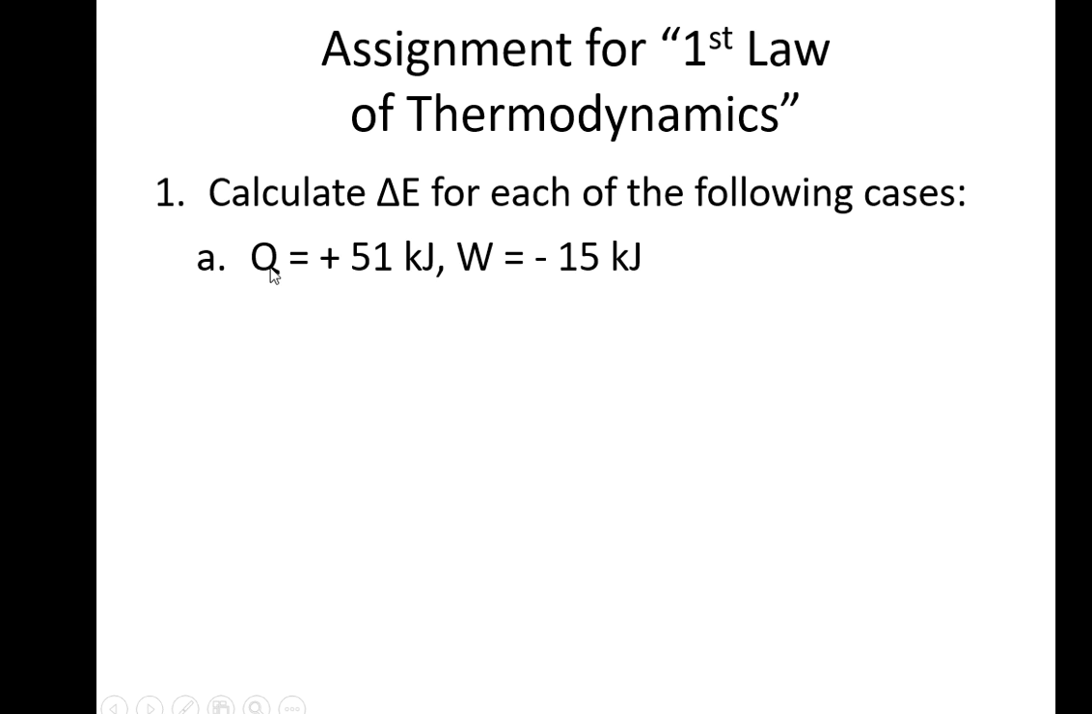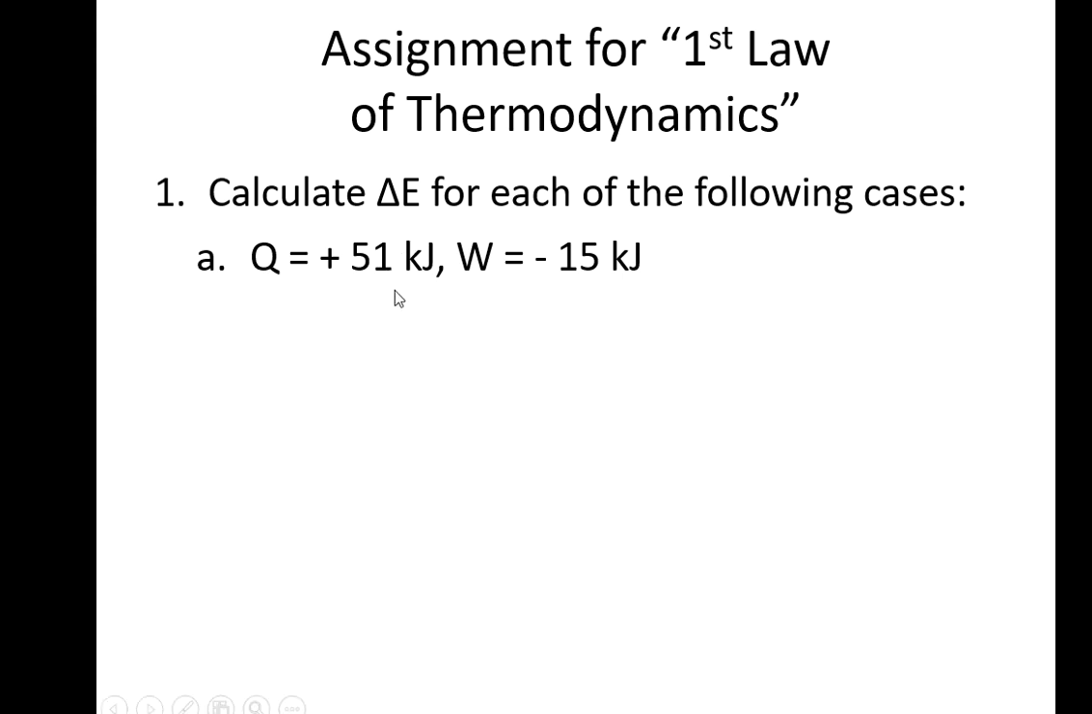Okay, so we're given the amount of heat, in this case, being absorbed. Since Q is positive, that means energy is being absorbed. So it's 51 kilojoules. And the amount of work is equal to negative 15 kilojoules. Now you may be wondering why this is negative. Well, it deals with whether the system is doing work on the surroundings or whether the surroundings is doing work on the system. So if the system is pushing outward, changing the distance, then it would be positive. In this case, since it's moving inward, since it's negative, that means that work is being done on the system, so it's being moved toward it.